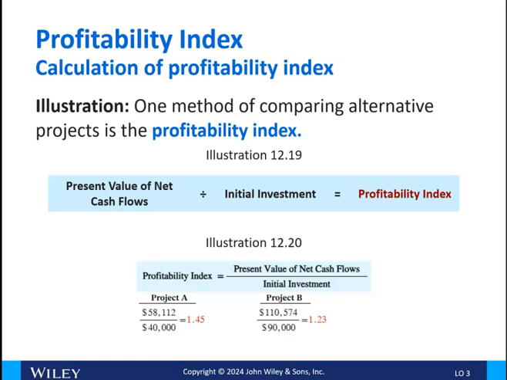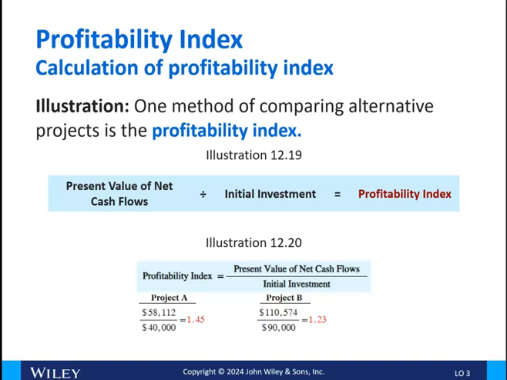But now we can look at the profitability index. It's one method we can use to compare different projects. The present value of the cash flows divided by the initial investment will give us that profitability index. So project A is 1.45, project B 1.23.